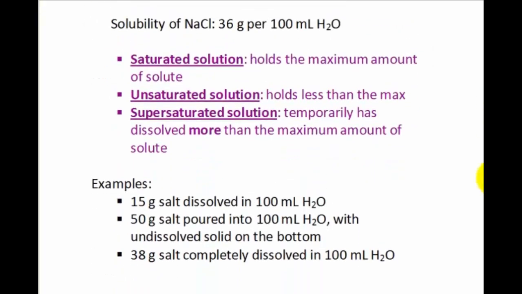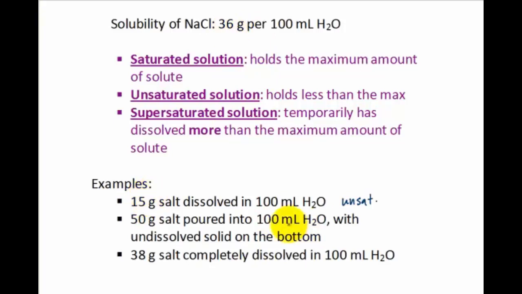But right now, let's look at these examples, and here's sodium chloride's solubility. We can figure out how we'd classify each of these. So say we had 15 grams dissolved in 100 milliliters of water. How would you classify that if the solubility is 36 grams? Well, it's unsaturated because we've only got 15 out of the possible 36 that could be dissolved. We could pour more into this and it would dissolve.